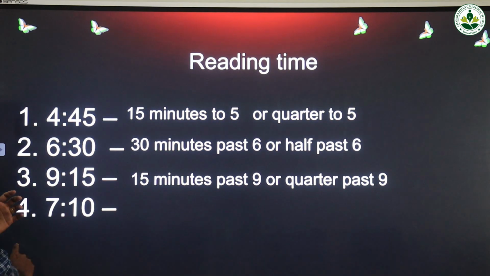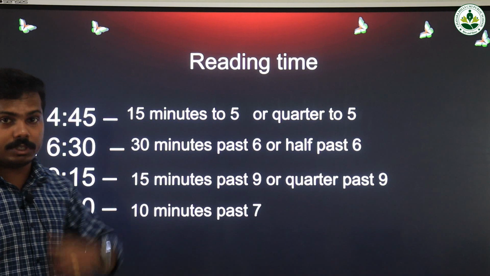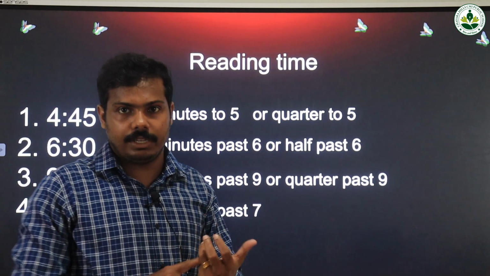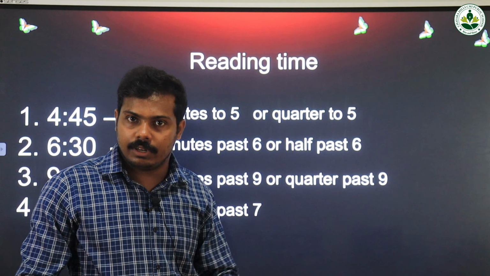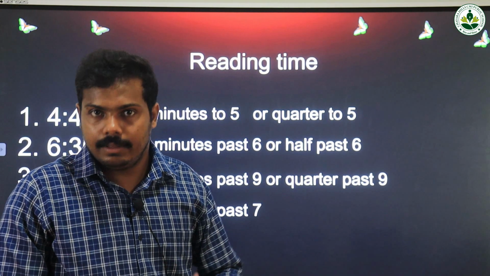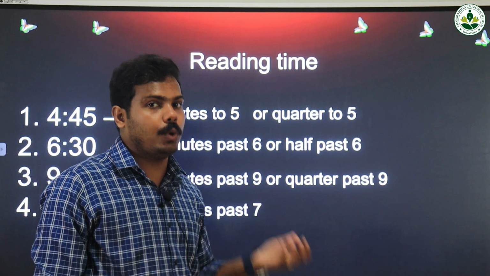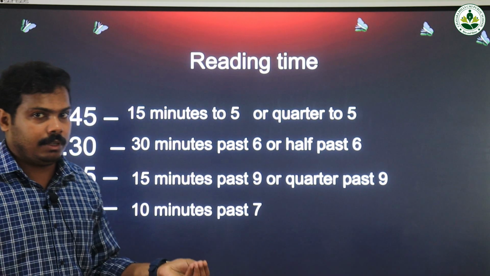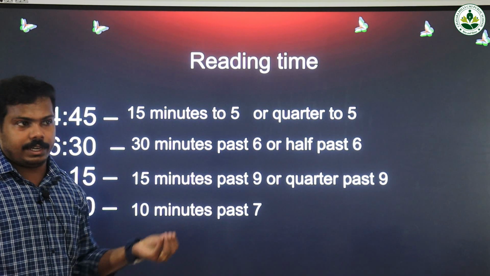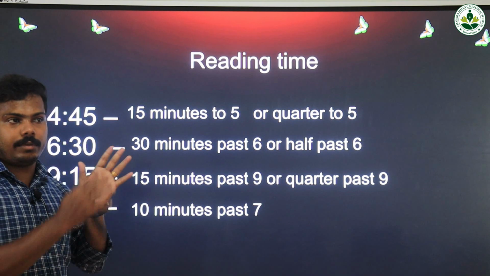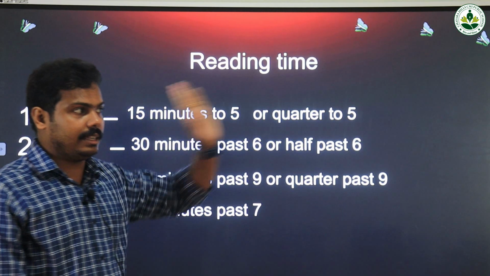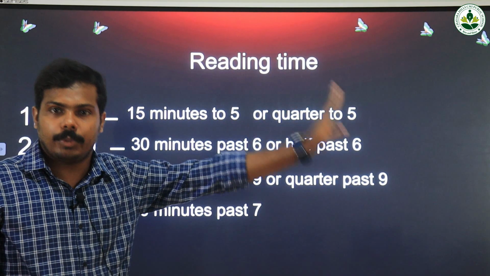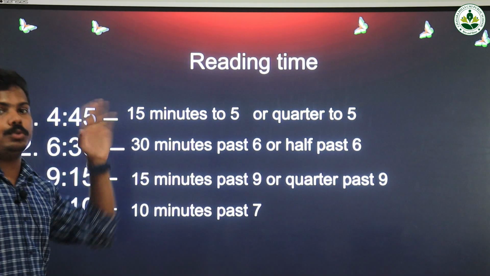Once more, today we discussed the 3 hands. Hour hand, that shows the hour. Second one, minute hand, that shows the minutes. Third one, second hand, that shows the seconds. Then how to write time and how to read time. For reading the time, we divide the clock into two halves. The right side is past, the left side is to the next hour.